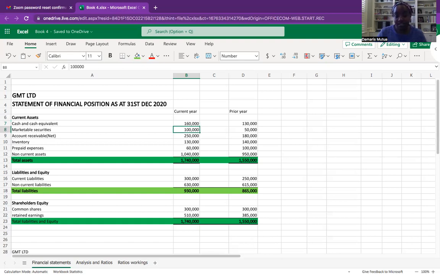Let's look at our marketable securities. We've invested in marketable securities. They're giving us returns. Do we need to convert them into cash to pay our obligations? Accounts receivables. We've sold on credit. We need this money back.